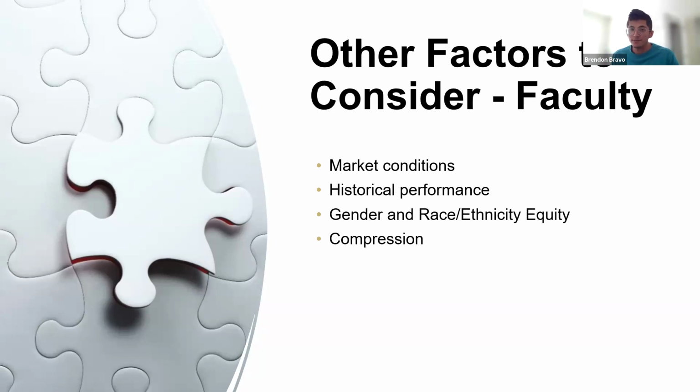You'll want to see if there is a difference in their job performance as to why that pay might be different. You also want to make sure you're paying attention to gender, race, and ethnicity equity. So for example, do similarly situated males and females make about the same? Same with someone that's white and someone that's POC, similarly situated: are they making the same amount as well? And then another factor to consider is compression.